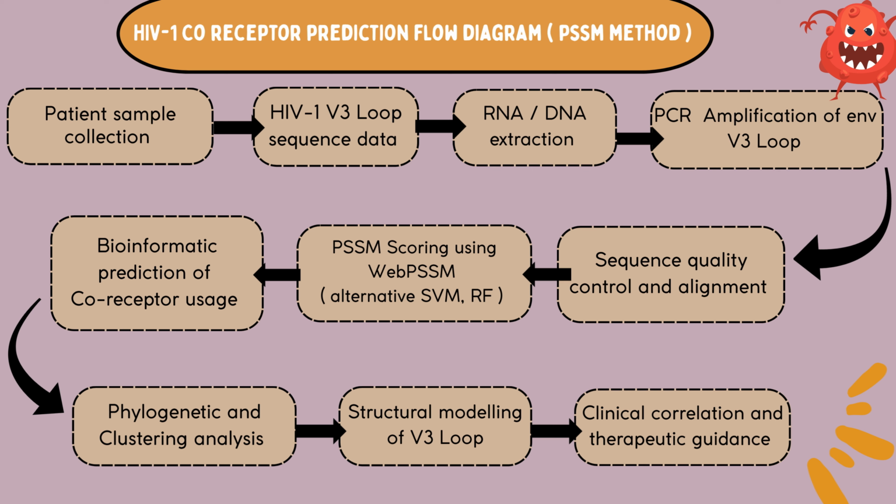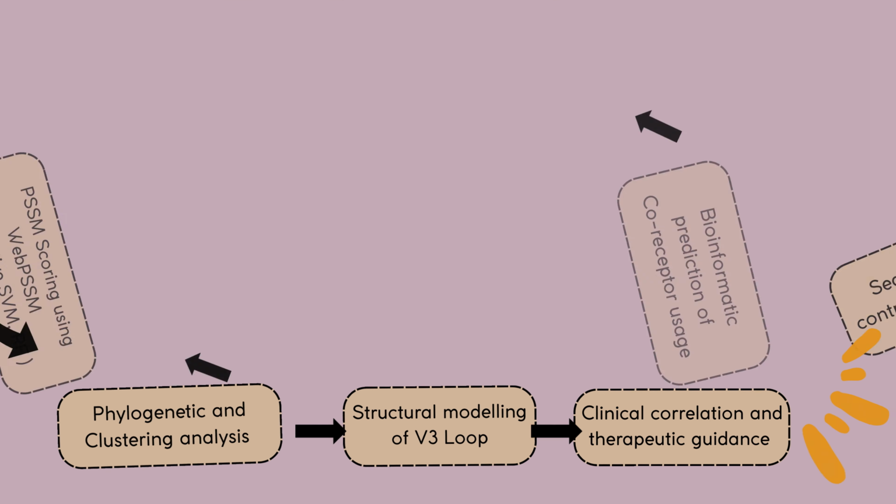Next, we need to do PSSM scoring using WebPSSM, using alternatively SVM or RF. Next, bioinformatics prediction of co-receptor usage. Next, phylogenetic and clustering analysis. Next is structural modeling of the V3 loop. And the last one is clinical correlation and therapeutic guidance.